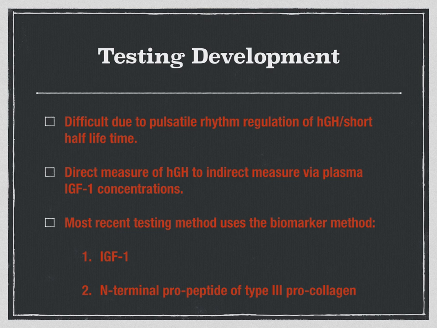The most recent testing for hGH abusers, which was used in the 2012 Olympic Games, uses the biomarker method. The method measures two well-distinguished biomarkers of recombinant hGH users. The first is insulin-like growth factor 1, and the second is the N-terminal propeptide of type 3 procollagen.